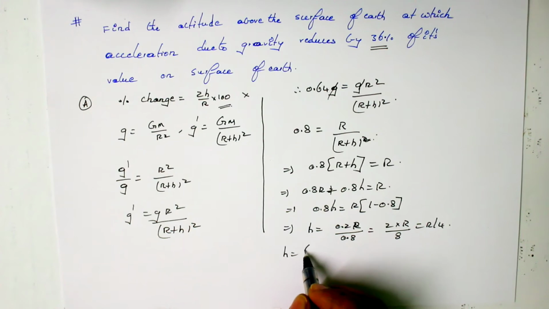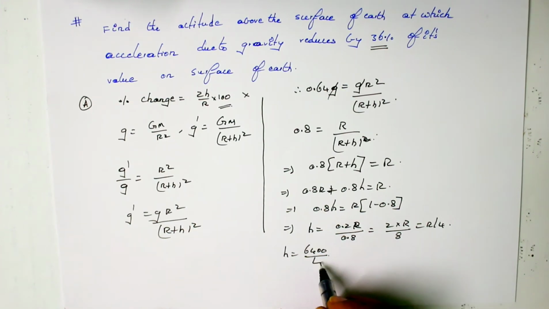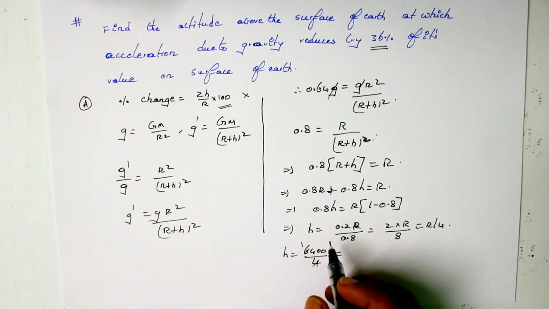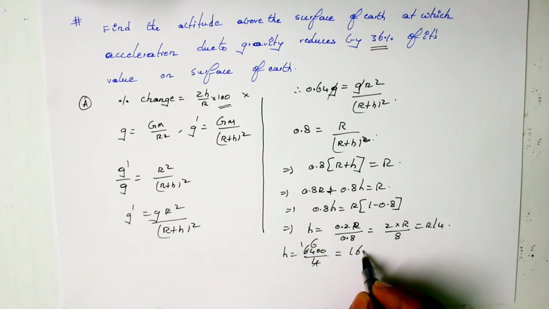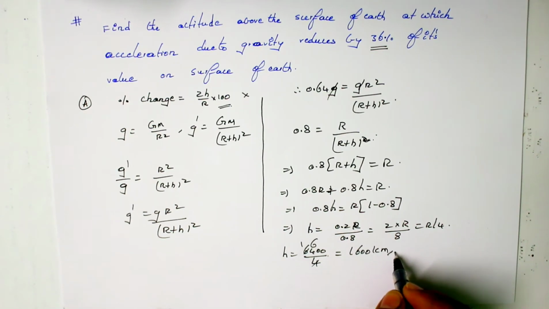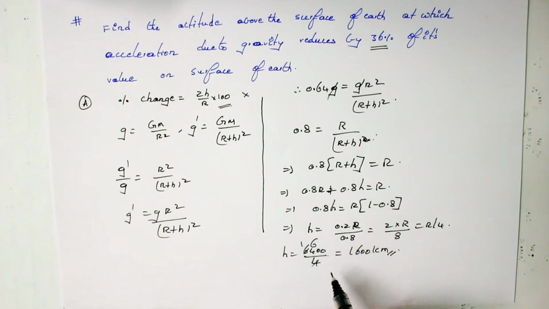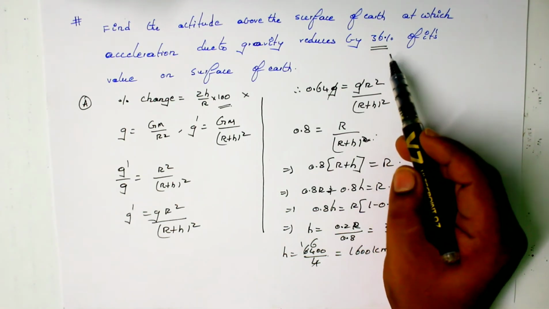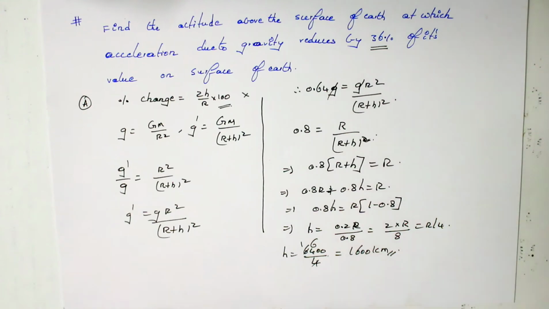Therefore h is equal to the r value, 6400 kilometers, divided by 4. So 4 ones are 4, and 2 is remaining, 4 6s are 24, therefore 1600 kilometers will be our answer. So at a height of 1600 kilometers, g value reduces by 36% of its actual value.